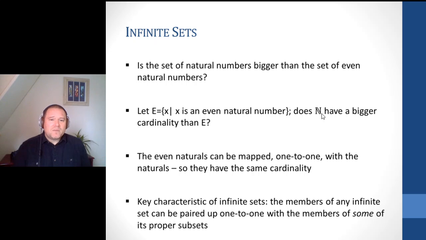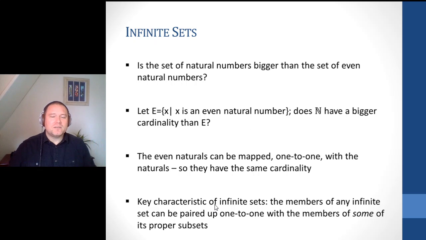And how would we do the mapping? Well, it's fairly easy. We have 0 mapped to itself. We have 1 mapped to 2. 2 mapped to 4. You can see how this will go. And this is actually really interesting.